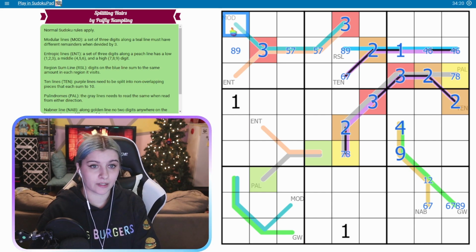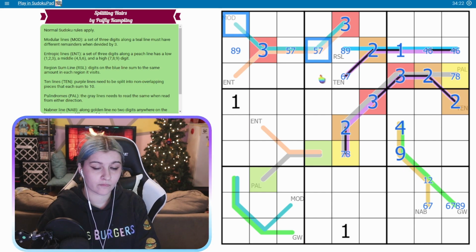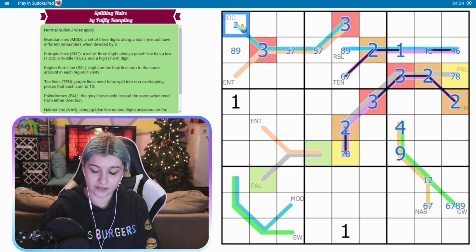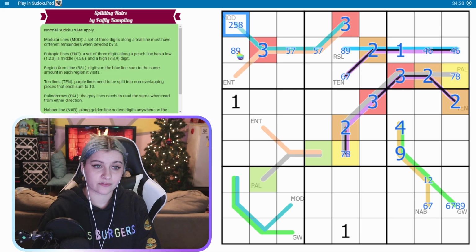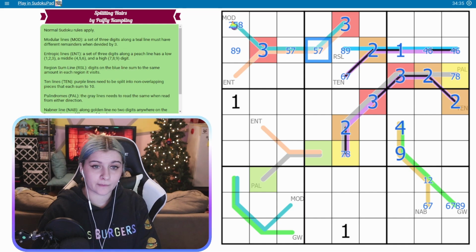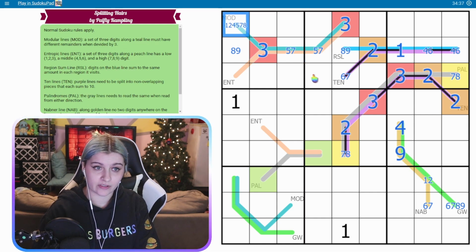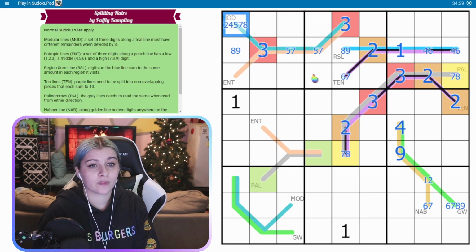I might be able to mark. If this is a 5, this is a 258. All of which are fine from what they see. If this is a 7, then this is a 147. It can't be a 1, but a 4 or a 7 would be fine. Okay.